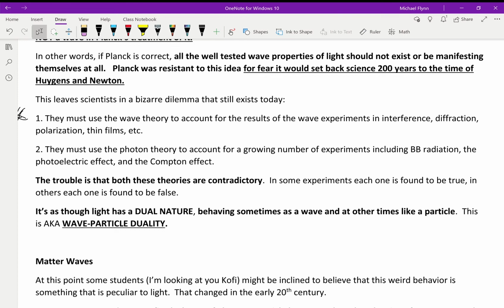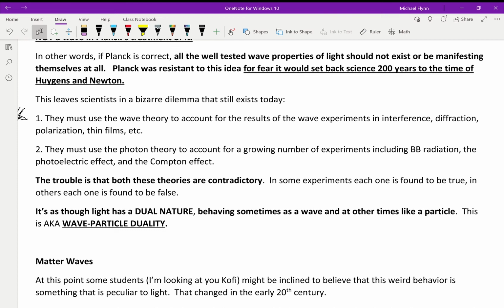Scientists are completely baffled by this, and there are some not so enthusiastic statements from the scientists saying, well, maybe light is a wave on 3 days of the week, and the other 3 days it's a particle, and then on Sunday it takes a break and it's neither one, right?